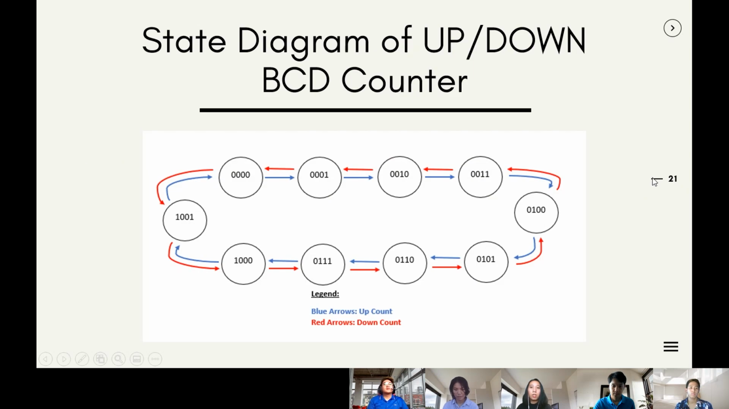So this is the state diagram of the up and down BCD counter, wherein the concept of this type of counter is further illustrated with the blue arrow signifying the direction of an up count, while the red arrows signify the down counting of the counter.